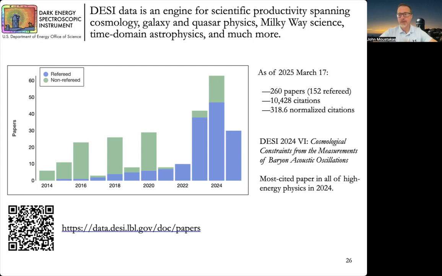So as you might imagine, with such a rich data set, DESI has been and will continue to be an engine for scientific productivity, not only for cosmology, but also galaxy and quasar physics, science regarding the Milky Way galaxy and its neighbors, time domain astrophysics, and much more. To illustrate that, as of March 17th, 2025, there have been 260 papers published, gathering more than 10,000 citations. And in fact, one of our key cosmology papers from 2024, which released our main cosmology results, was the most cited paper in all of high energy physics in 2024.